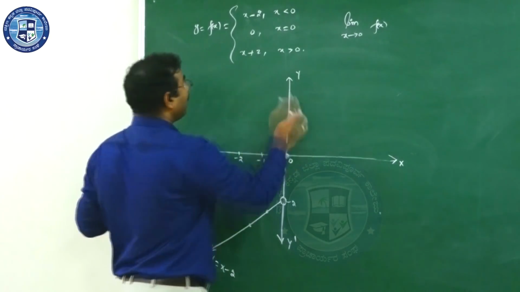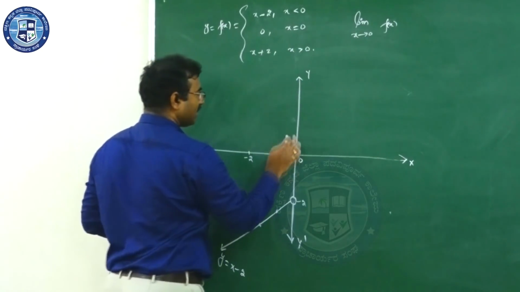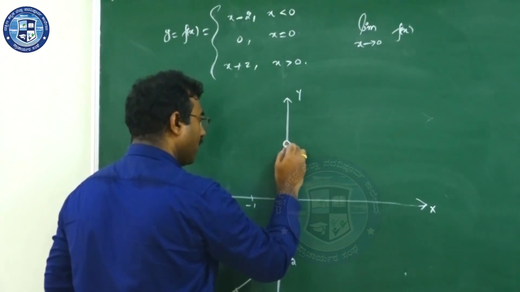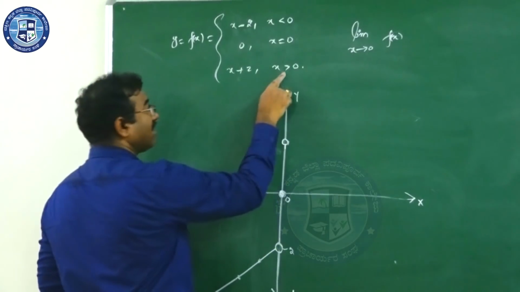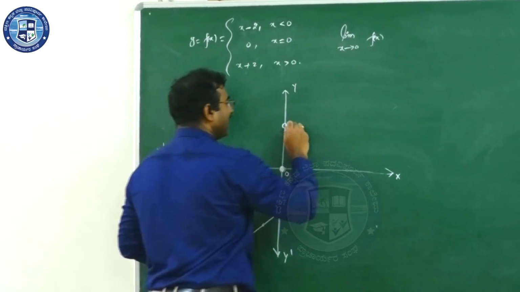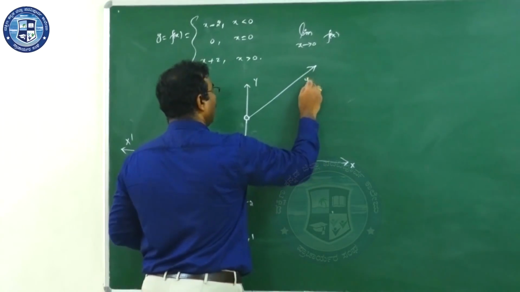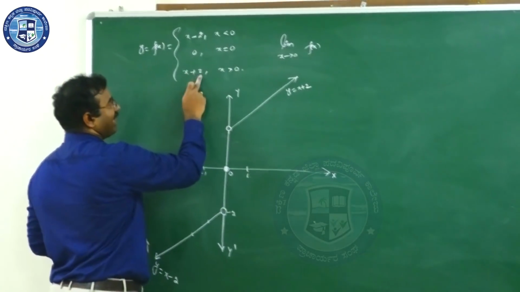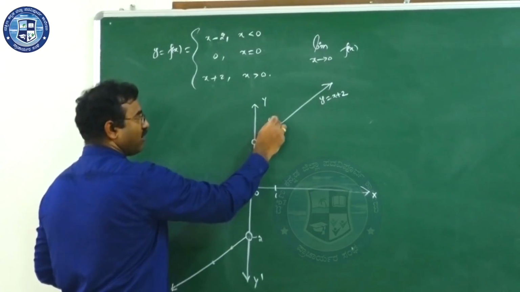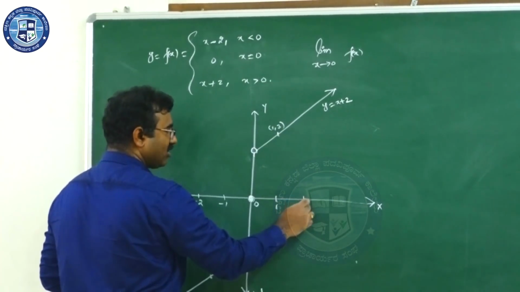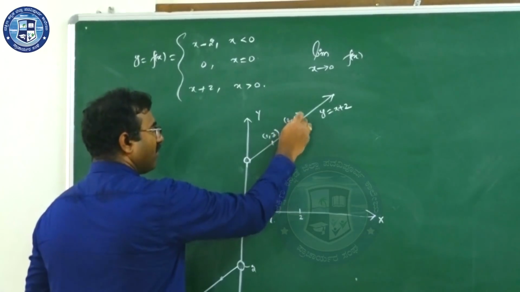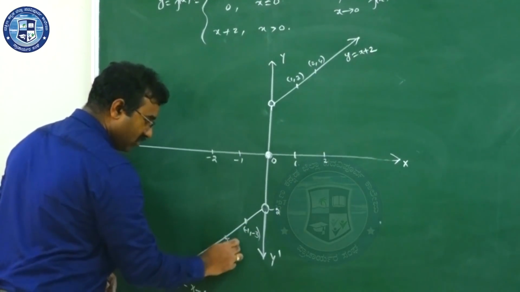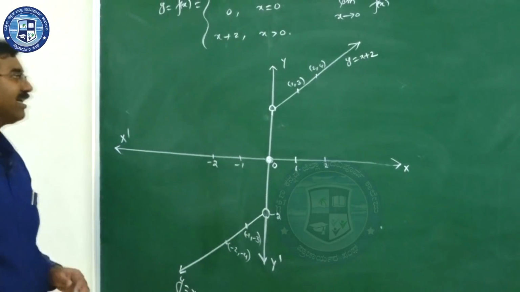And for all positive values they give x plus 2. That means you may get from here. For all positive they mention clearly. So you will get the graph like this. This is y is equal to x plus 2. So when x is 1, the y value will be 3, somewhere here, the point 1, 3. When x is 2, you will get the point 2, 4. Here also I mentioned minus 1, minus 3, minus 2, minus 4. We are getting the graph like this.